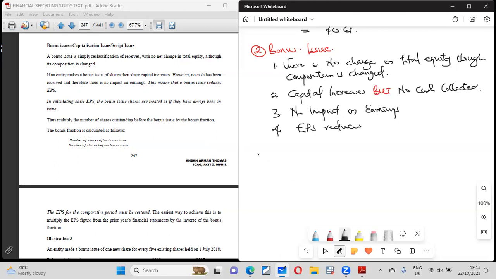Key point is that whenever there is a bonus issue, the standard says that bonus issues are treated as if they have always been in issue. Bonus issues are treated as if they have always been issued. Always.